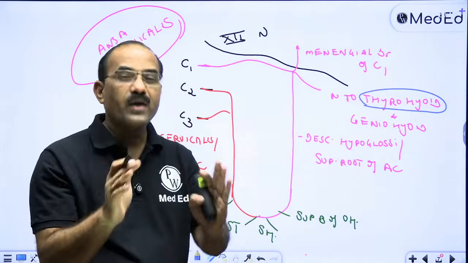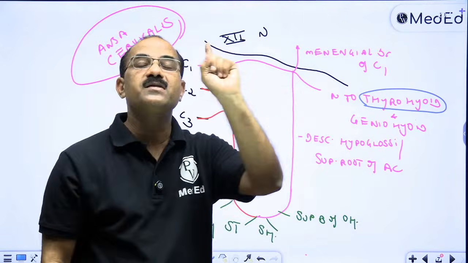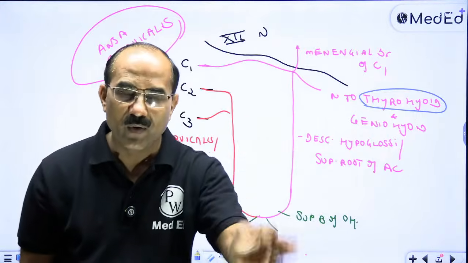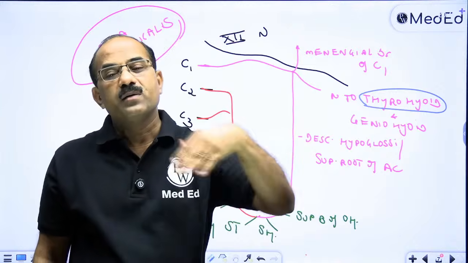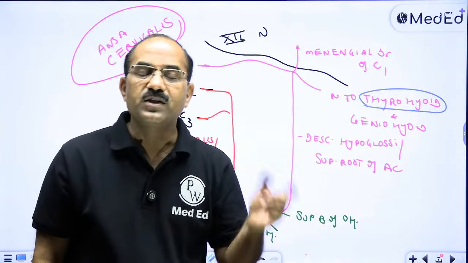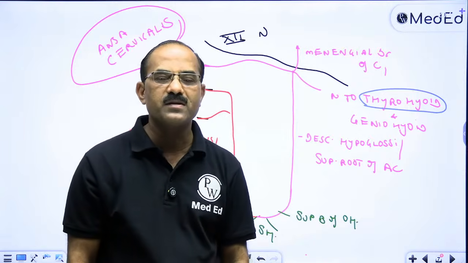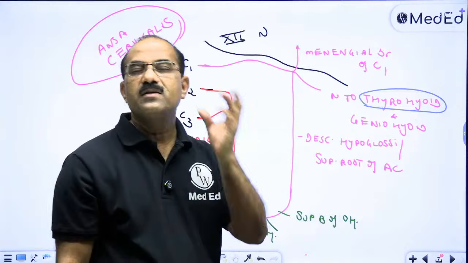But thyrohyoid is supplied by whom? It is supplied directly by C1. अगर MCQ आता है nerve supply of thyrohyoid, your answer is going to be C1. Which is the other muscle supplied by C1? Geniohyoid. जो दूसरा muscle है, that's a geniohyoid, which is supplied by C1. Perfect है? Now this Ansa cervicalis lies on a sheath.